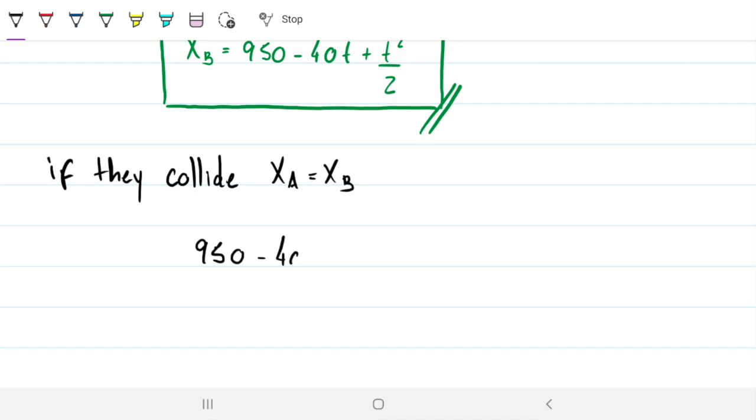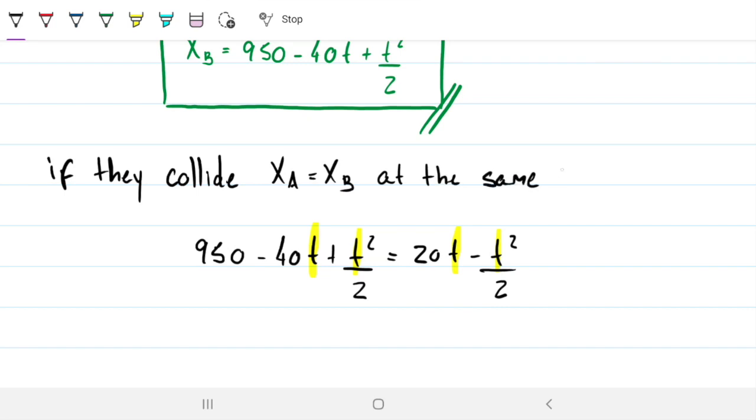950 minus 40t plus t squared over 2, that's the one for b, has to be equal to 20t minus t squared over 2. And note that this t has to be the same, because if they collide, not only the x has to be the same, but at the same instance, right? So xa and xb are the same at the same time. Okay, so those t's are all the same.